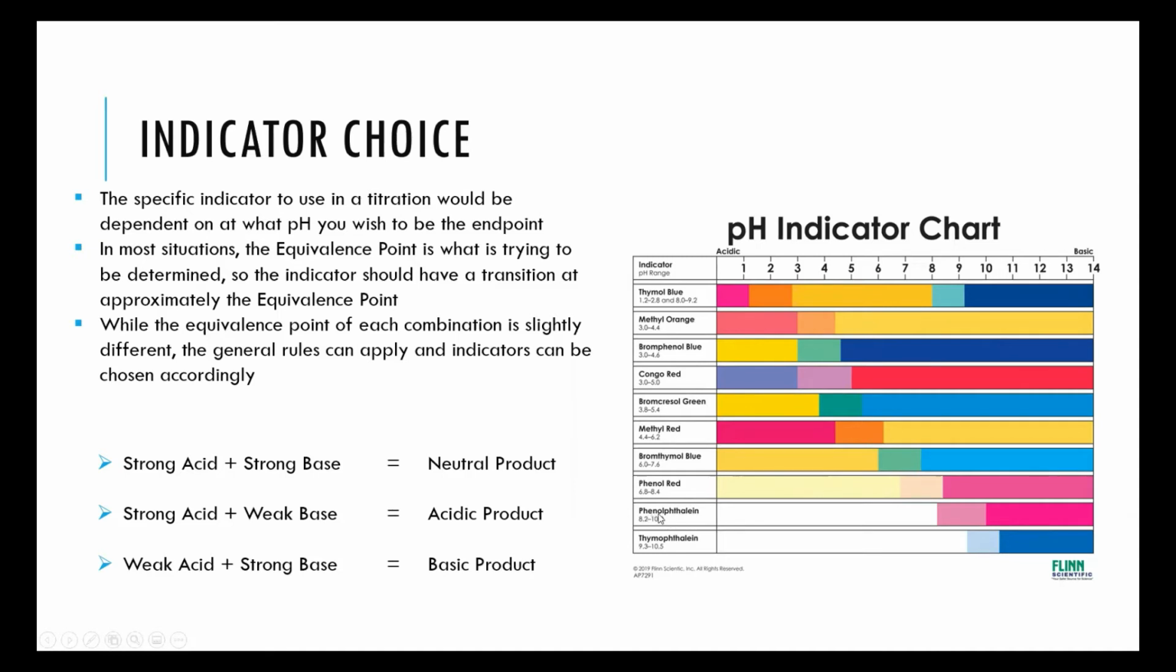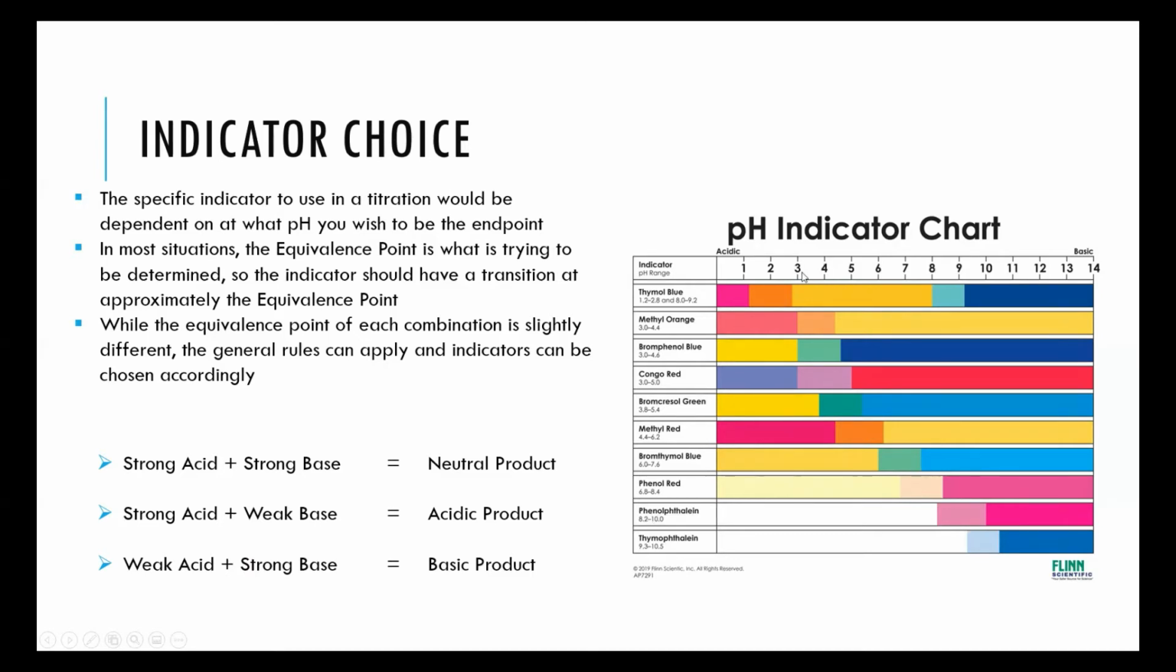So in the case of phenolphthalein, the color change range is between 8.2 and 10, and it goes from colorless to that bright pink or fuchsia. So right around here, around pH 9 or so, is perfect for phenolphthalein.